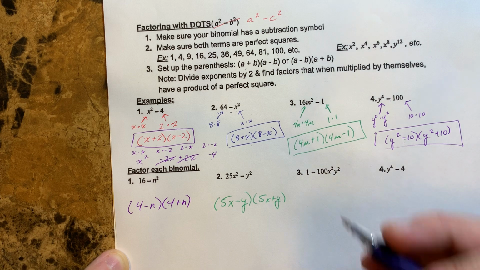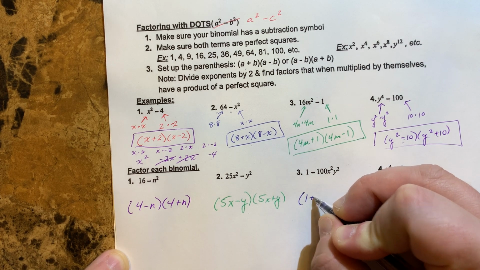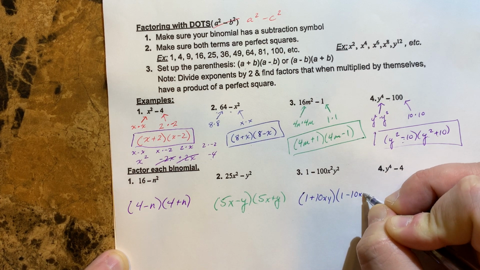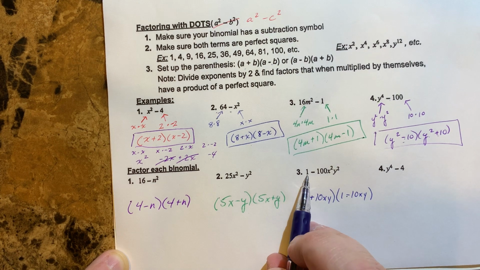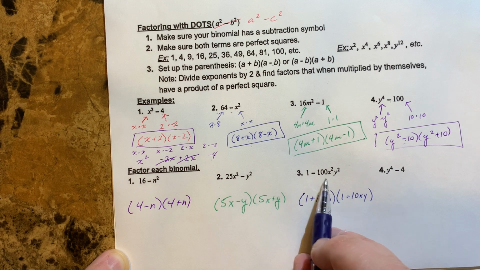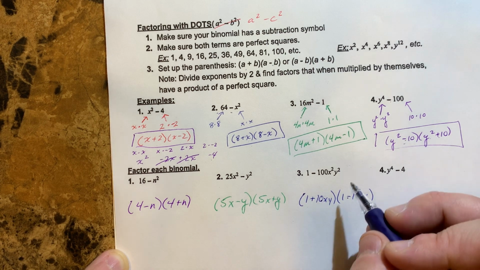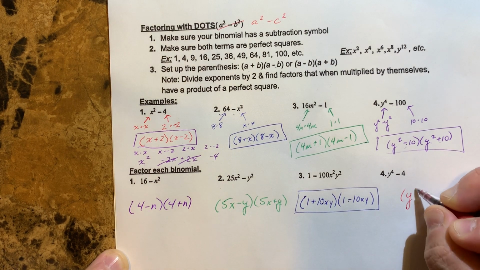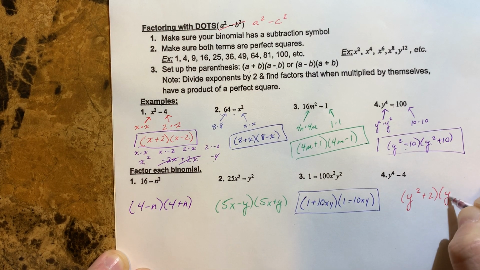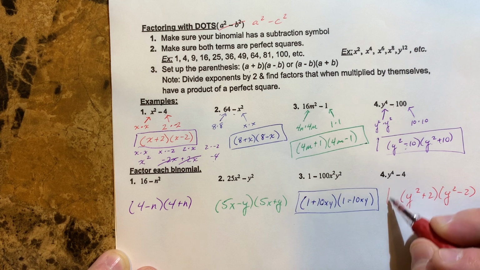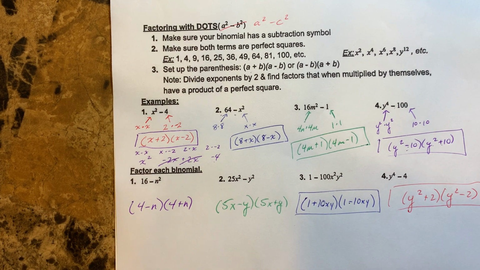All right, the next one should have been 1 plus 10xy, and the other one 1 minus 10xy. Because 1 times 1 is 1, and then 10xy times 10xy would be 100x squared y squared, from when we learned how to multiply with binomials or even monomials for that case. And then here our last one, we should have had y squared plus 2 and y squared minus 2, because y squared times y squared is y to the fourth, and 2 times 2 is 4. So that would be our final answer.